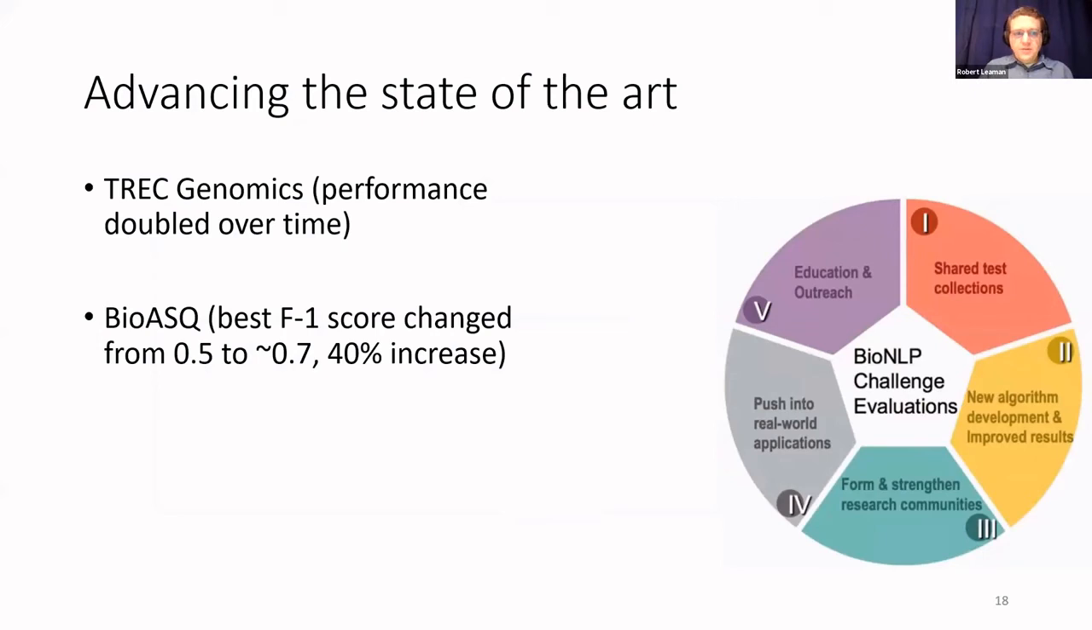You can see as an example here a couple of different tasks. The TREX genomics task, the performance that has been observed doubled over time. BioASQ is a question answering task. This is a very difficult high-level natural language processing task. And the best score achieved was increased from about 50% to about 70%, which is a 40% increase.